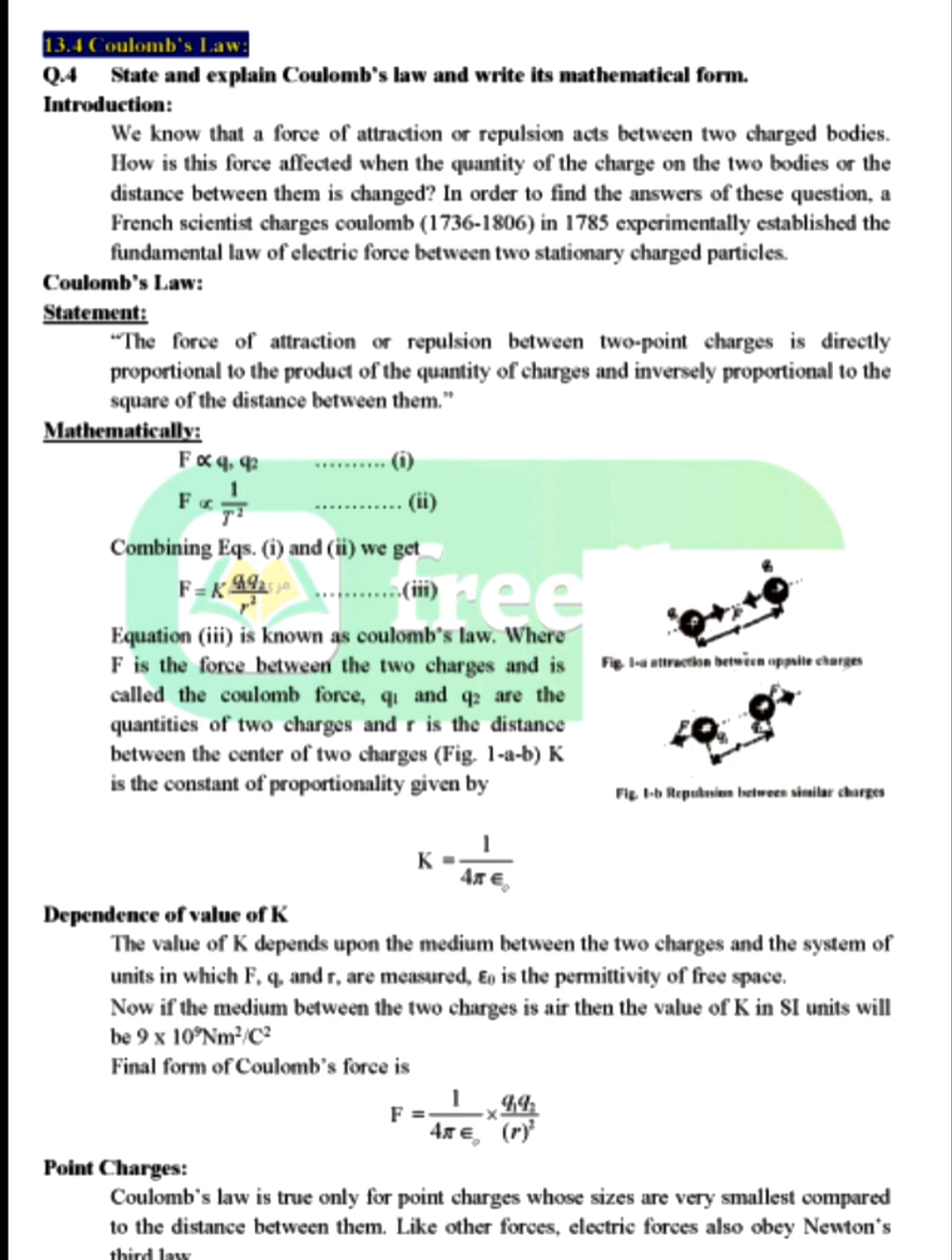In other words, he said that if the charges are the same, it means charges q1 and q2 are both positive charges or both negative charges. Both of these are the same charges, so we know the property of charges that like charges always repel each other. How will they repel?